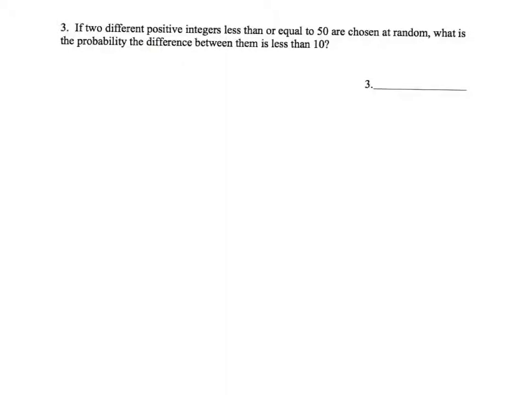This is a solution for problem number 3 from November of 2009, the junior contest on probability. If two different positive integers less than or equal to 50 are chosen at random, what is the probability that the difference between them is less than or equal to 10? Okay, so we have two different numbers, less than or equal to 50. We want to know what the probability is that the difference is less than or equal to 10.